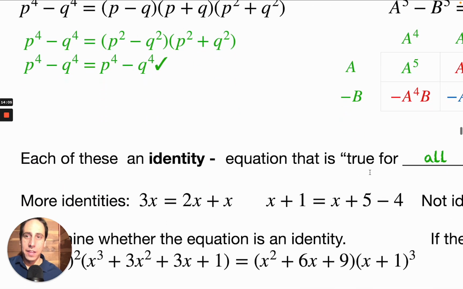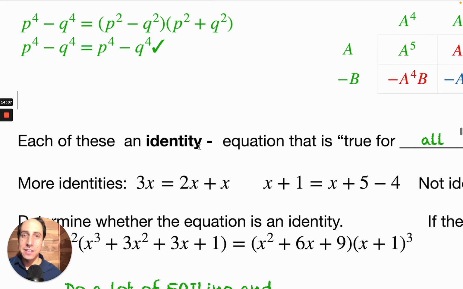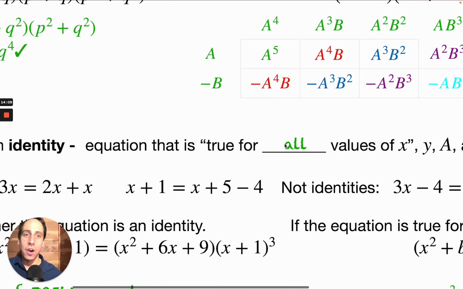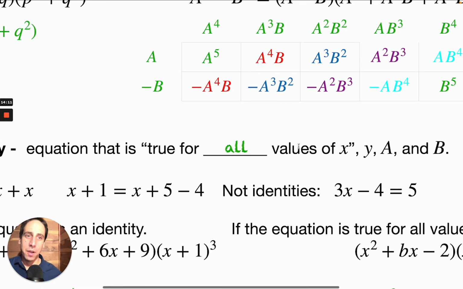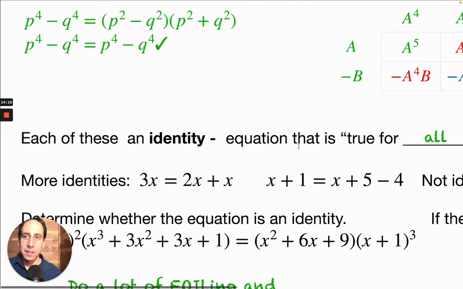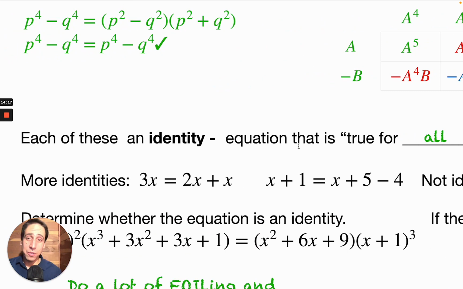All right, each of these is an identity. It's an equation that is true for all values of x, or y, or a and b, or whatever the variable is. Here's some more identities just to review. Like this is an identity. You can see, does 3x equal 2x plus x? Yeah, the technique is to combine like terms, but you just get 3x is equal to 3x. You combine like terms, you get x plus 1 is equal to x plus 1.